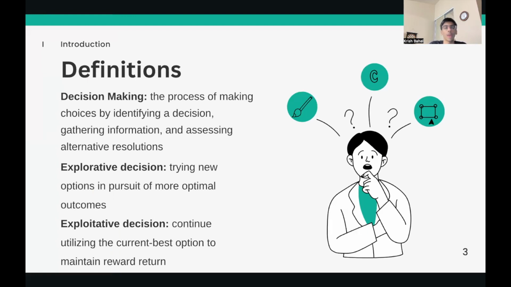To start with, let's have some definitions. Decision making can be defined as the process of making choices by identifying a decision, gathering information, and assessing alternative resolutions. An explorative decision would be to try new options in pursuit of more optimal outcomes. Exploitative decisions would be to continue utilizing the current best option you have to maintain reward return.